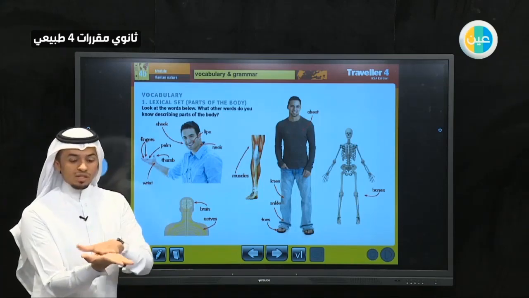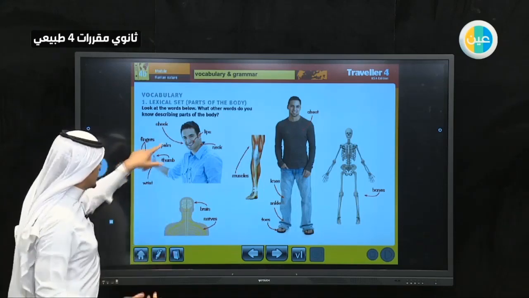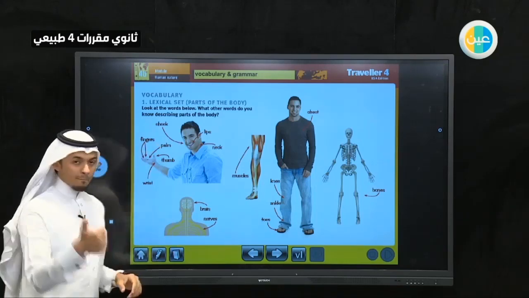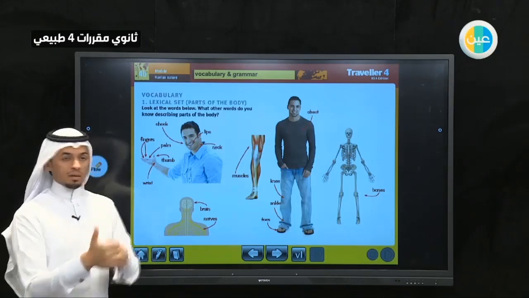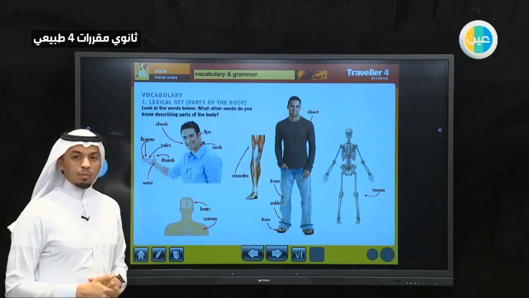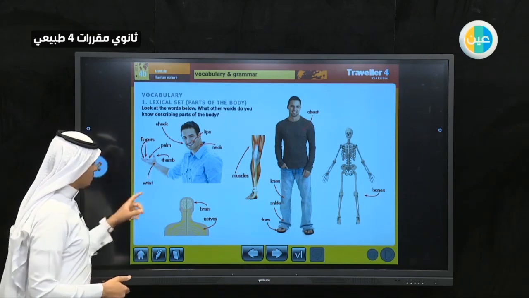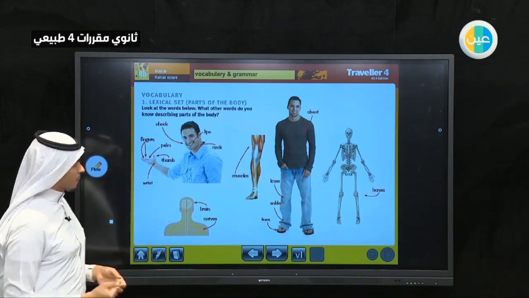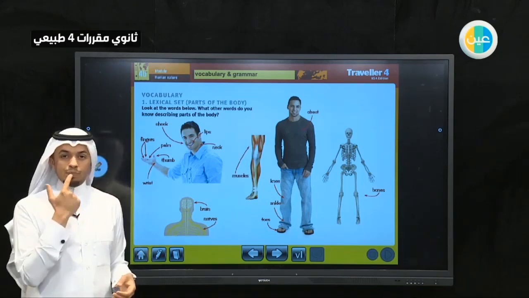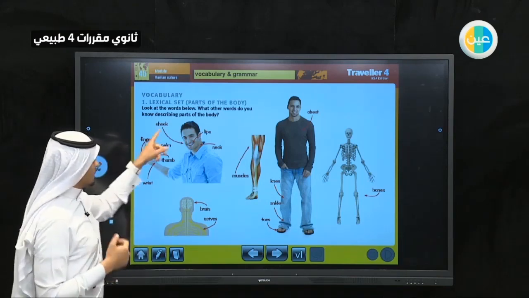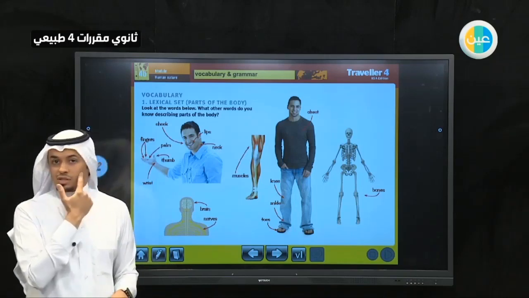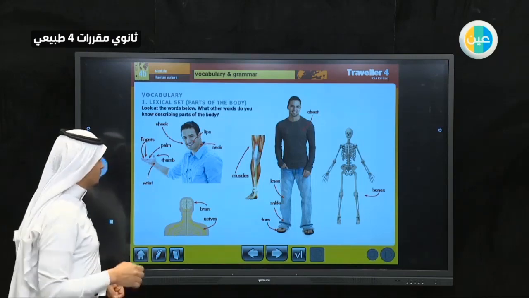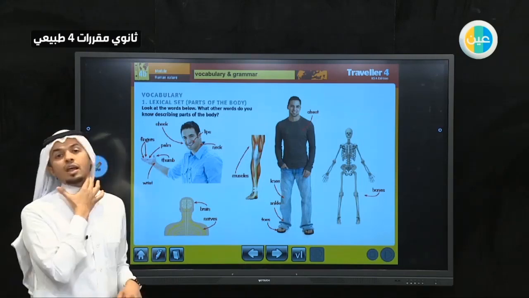Palm. This is the palm. The L is silent, so we say palm. Thumb. This is the thumb. The B is silent also. Wrist. This is the wrist. Lips. Cheek. This is the cheek, the side of your face. Neck. This is the neck.